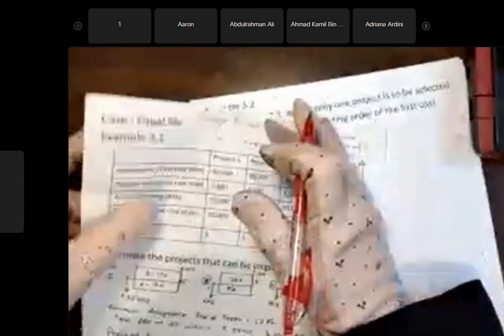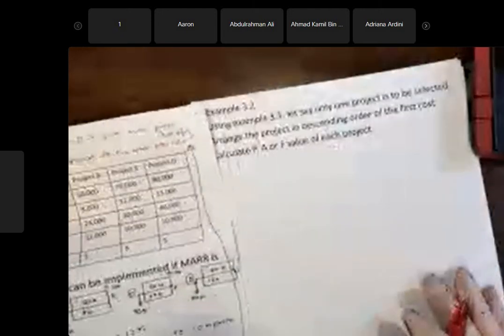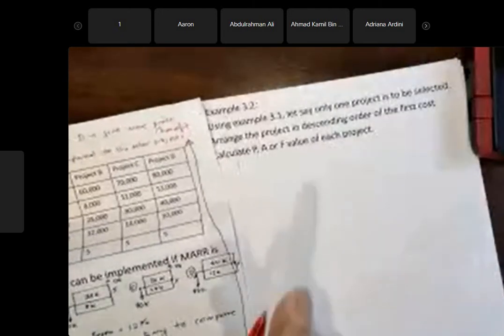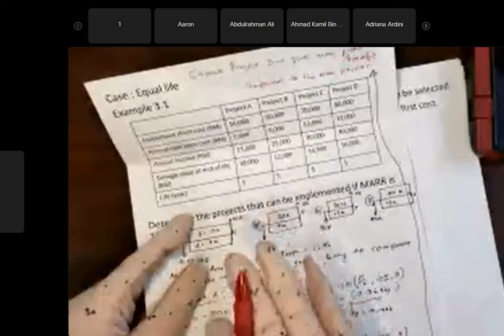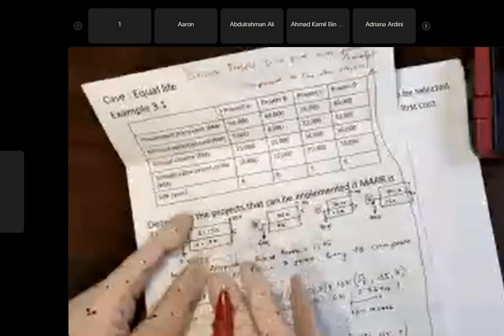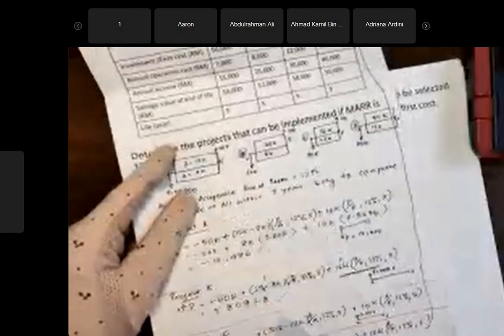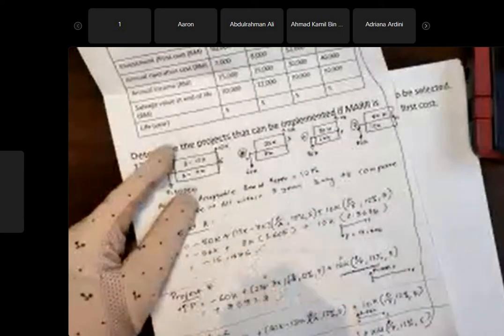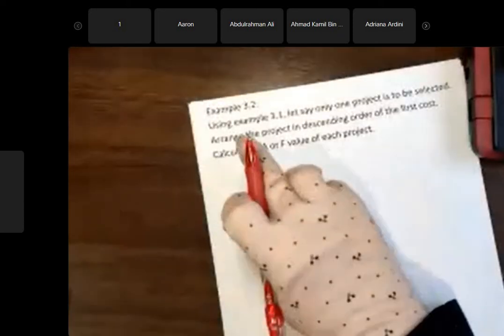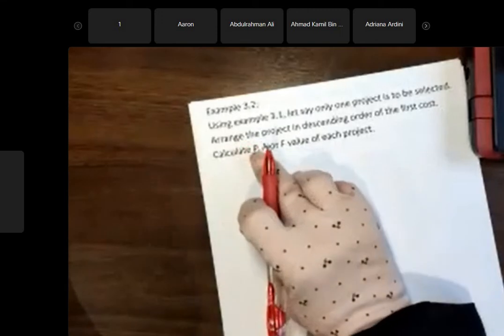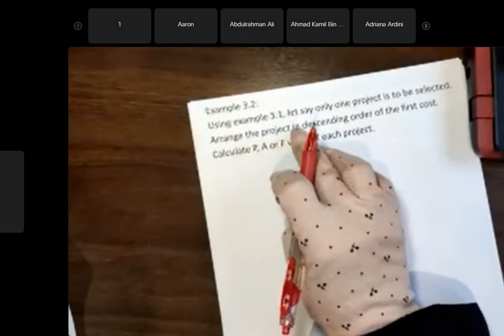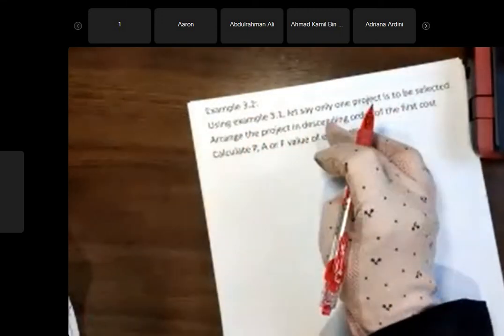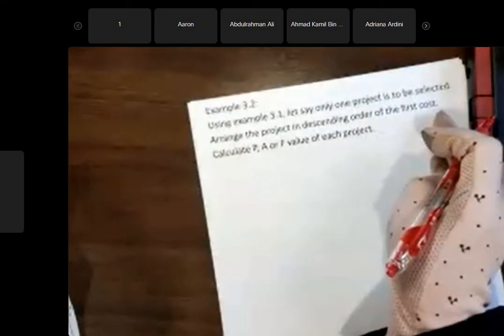The same example, but this time you want to use the incremental method. Incremental means you have to compare. Remember, this is principle 1, independent, where it is split one by one and there is no need to compare the incremental. Now we go to principle 2, using example 3.1, and let's say only one project is to be selected.